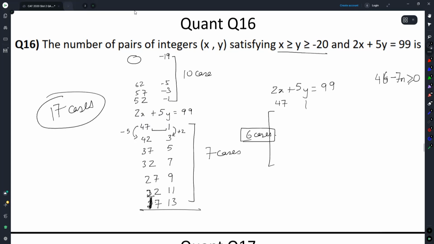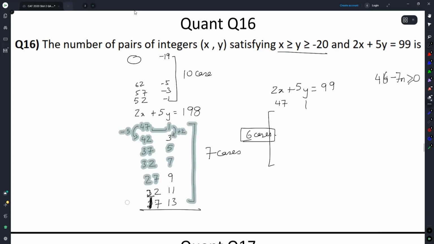Why I'm talking of this 46 and gap and everything is just changing the question slightly. Let's say this was not 99, this was 198. Let's say this was 198. Can you still do it fast now? Hopefully.